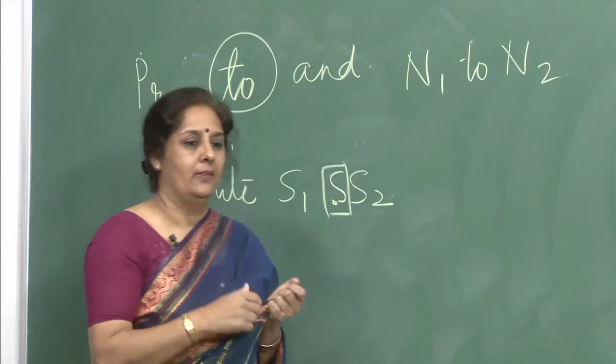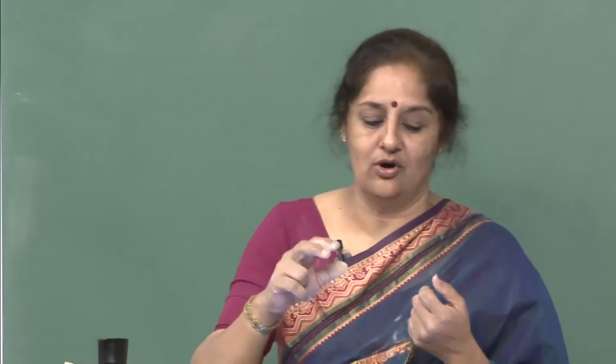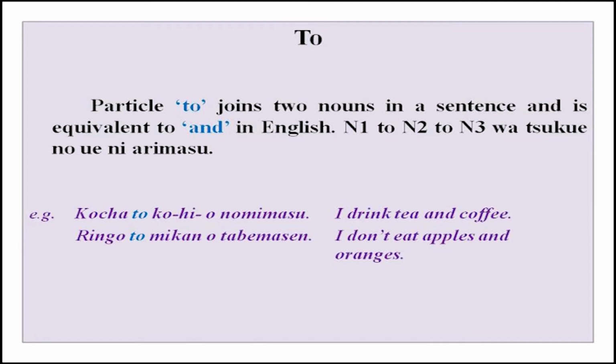For example, in a class, all of you are there, well, A san to, B san to, C san to, D san, all the students are listed and present in class. This is how you would use particle to. The example is kocha to kohi o nomimasu, I drink tea and coffee, and also ringo to mikan o tabemasen, I do not eat apples and oranges. The only thing with to is that you have to name all the nouns present. For example, in class, you have to name all the students present, or if you place a few things on the table, you have to name all the things with to.